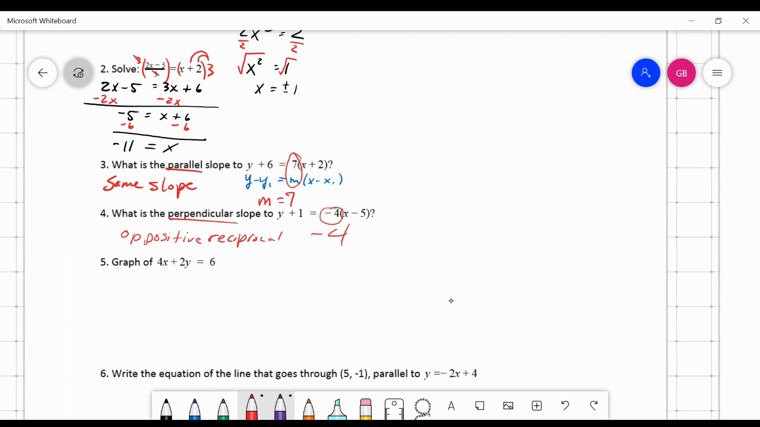So to negative 4, you change it. Opposite of negative is positive. And then you flip the 4, which turns into 1/4. Okay, so the slope is positive 1/4.